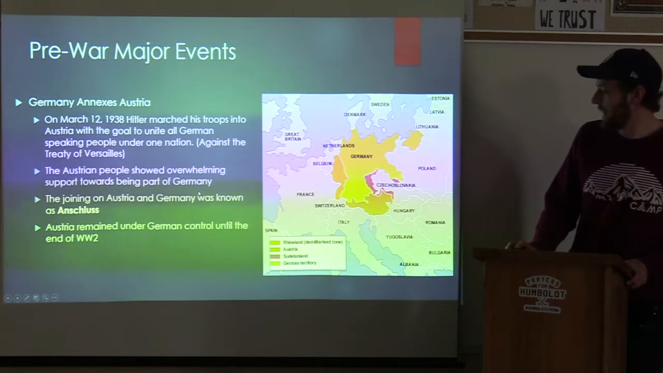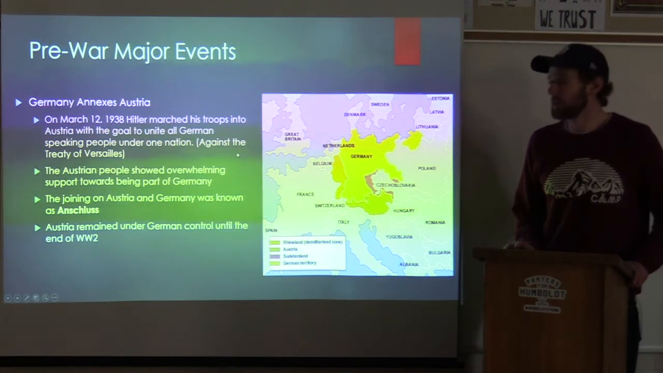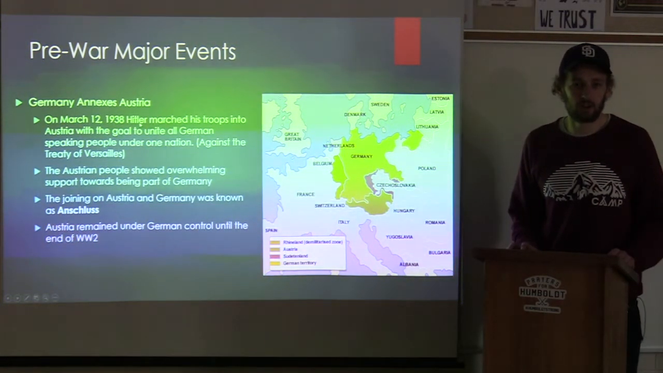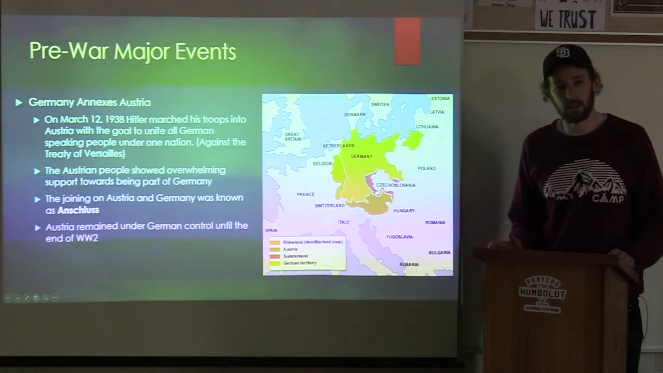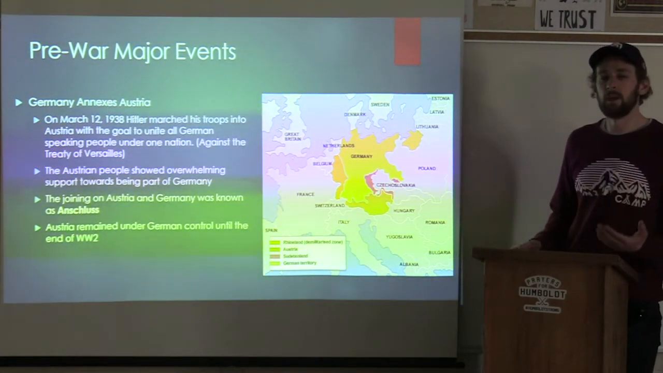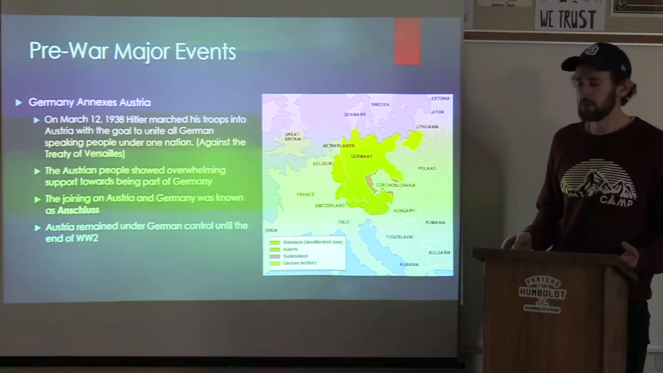So another event is the annexation of Austria by the Germans. Again, like we talked about, on March 12, 1938, Hitler just simply walks his troops into the Austrian border and says, you can either join us willingly or you can fight back and see how that goes. Now, the majority of Austrian people want to join Hitler willingly, and so they do.